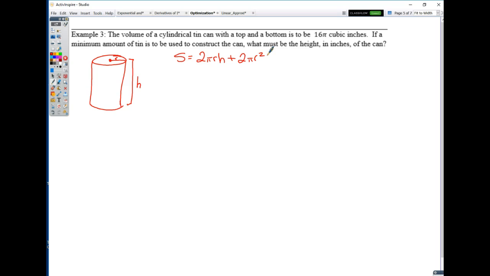Two pi r h is the circumference times the height. If we were to cut that and roll it out, that would create a rectangle of 2 pi r times h. And then we are going to have pi r squared for each of the bases, so that's double the 2 pi r squared. We want to minimize that. Cool. Utilizing the fact that the volume, 16 pi, is going to be our pi r squared h.